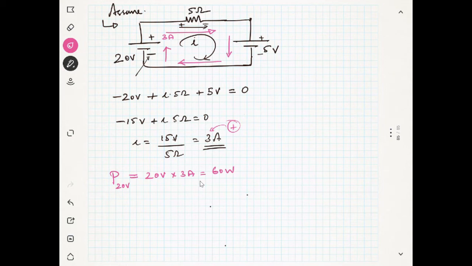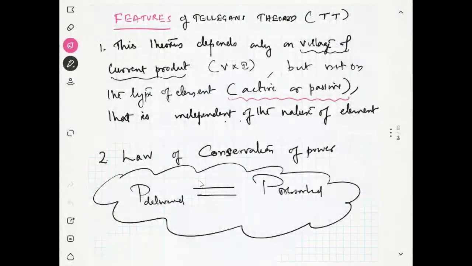Yes. It's absorbed. Why, Doctor? Can you tell me the reason? The current is entering the negative side, because of the resistance it supplies current to the resistance. Please see the direction of the current. The current is entering the negative terminal. I told you in the previous.